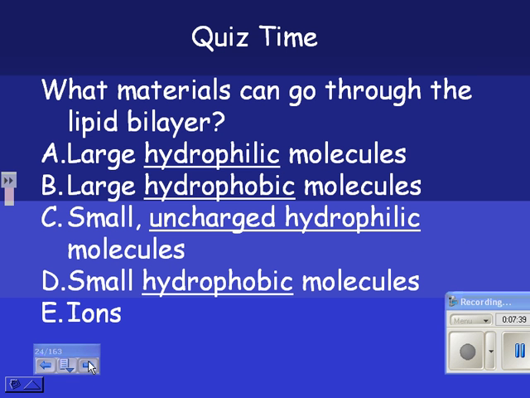Quiz time. What materials can go through the lipid bilayer? Large hydrophilic molecules? No, definitely not, because if it's large and it loves water, then it's not going to mix with oil. Large hydrophobic molecules? Yep, that one can, so we'll say yes. Small uncharged hydrophilic molecules like water? As long as it's small enough, it can go. Small hydrophobic? Yeah, anything hydrophobic, I don't care if it's big or small, can go. Ions? No. So boom, boom, and boom.